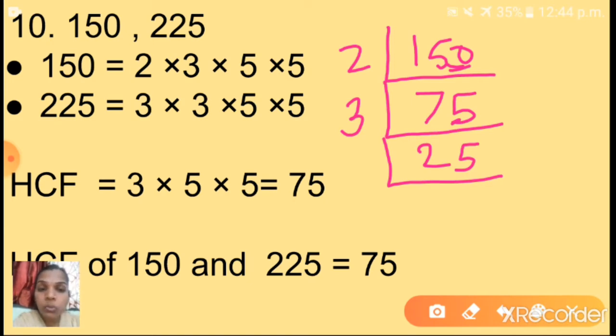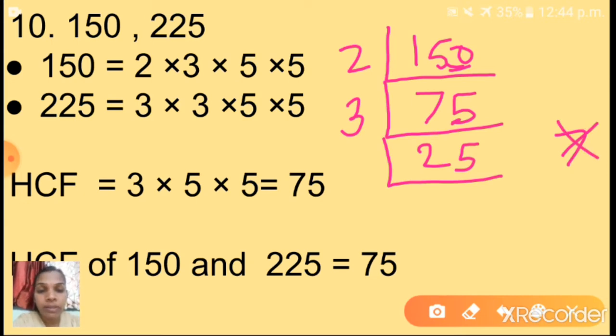Yes, 25 is what? Odd number. So it will not come in 2's table. Next prime number is 3. In 3's table will it come, or what? We have to check. For that we have to add the 2 digits, 2 plus 5. 2 plus 5 is what? 7. So 7 we can't completely divide by 3.